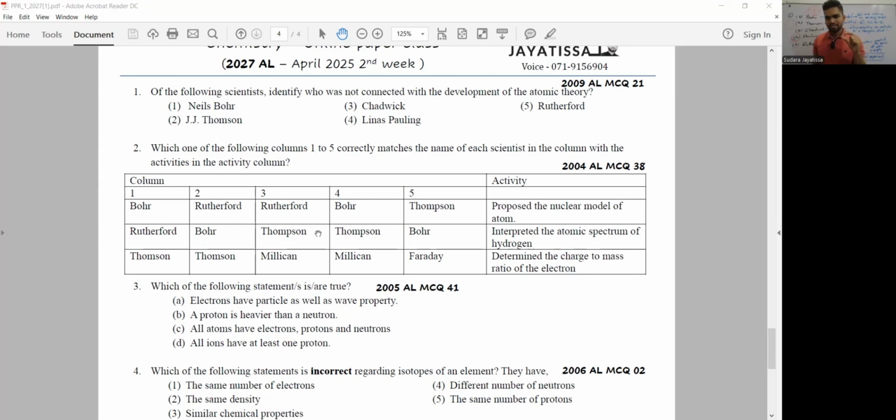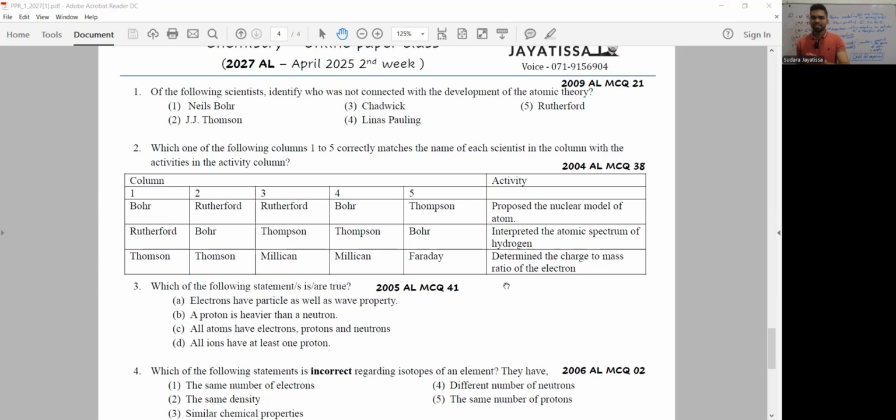Hydrogen spectrum was there between two atomic models. Yes, between? Come again. Yeah, the planetary model and the Bohr model. Okay, very good. So the hydrogen spectrum was there between the planetary model and the Bohr model. Understood that? So it is something we have to discuss later.